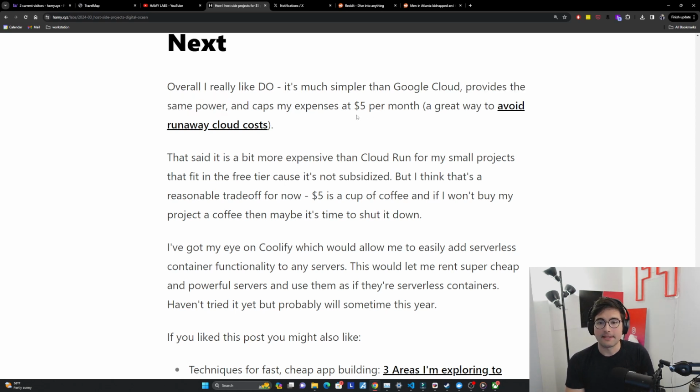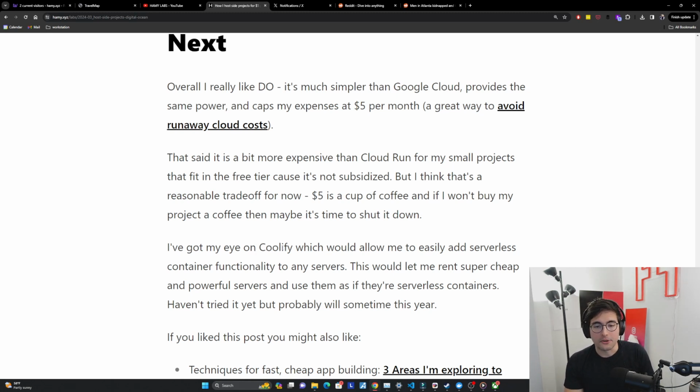And it's capping my expenses at $5 per month, which is a great way to avoid runaway cloud costs. So, I have a higher fixed cost for small projects, but I'm not going to get the $100,000 cloud bill accidentally that these guys did here. That said, it is a bit more expensive than Cloud Run for my small projects that fit in the free tier because it's not subsidized. I do have that higher fixed cost. So, a side project that gets 0 traffic should cost me $0, but here, if I'm running it here, it would cost $5. But I do think it's a reasonable trade-off for now. $5 is a cup of coffee, and if I won't buy my project a coffee, then maybe it's time to shut it down. And I certainly feel like $5 is a good insurance mechanism to not pay $1,000 because I got DDoSed or something. So probably a decent trade-off.